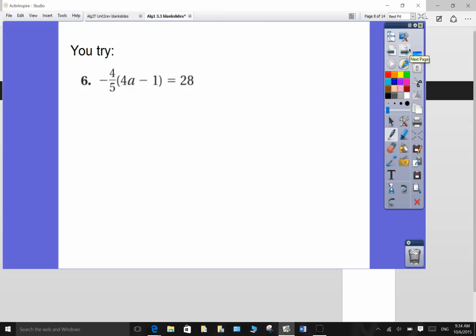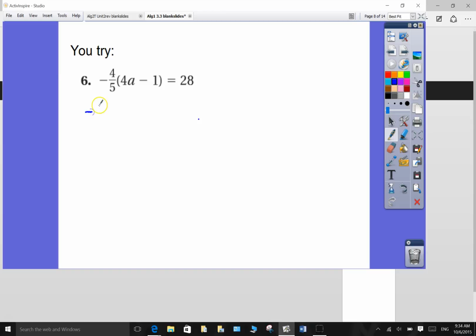Okay, so this will be your you try. Go ahead and hit pause, and when you're done, hit the play button. Remember, your first step is going to be multiplying by the reciprocal. And the reciprocal of a negative is a negative. So go ahead and hit pause and try to work it out.